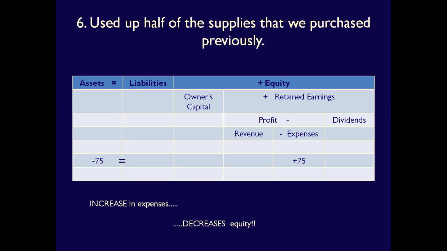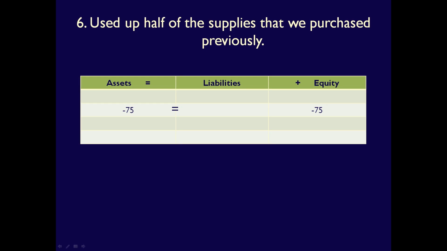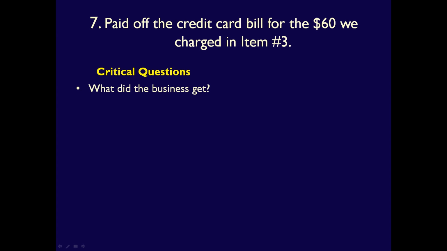Let's record this activity in the basic accounting equation. Assets decrease by $75, equity decreases by $75. Why does equity decrease? Because expenses decrease profit, which decreases retained earnings, and that decreases equity. Perfect balance. Next transaction. 7.